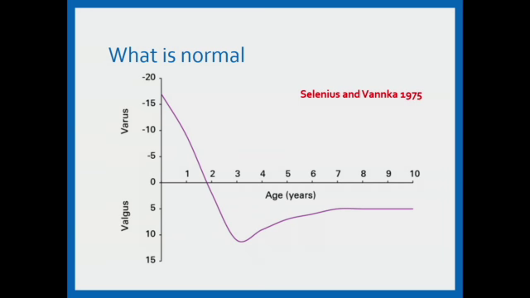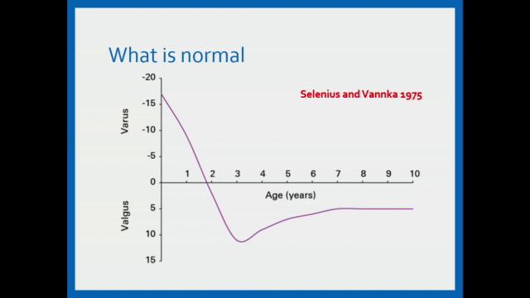So what is normal? This is a paper from Helsinki, which was published way back in 1975, where they looked at around 1,400 children and followed them up longitudinally. And basically they found a pattern. Any child who's born progresses through a pattern up to around 7 years of age. So what is the pattern?